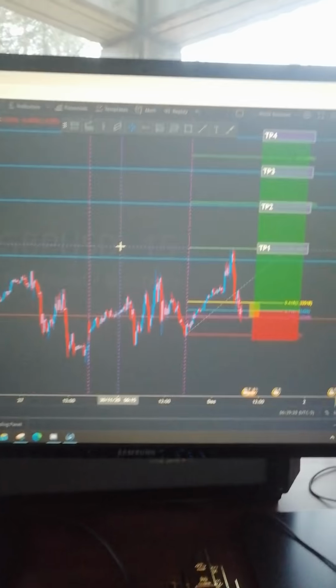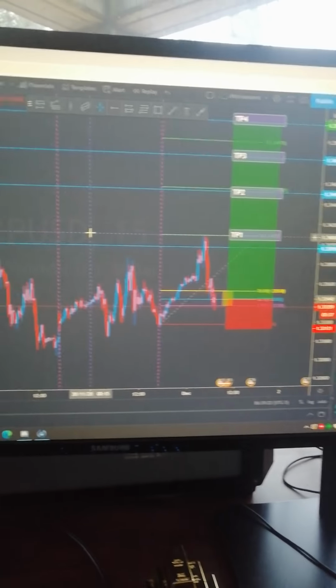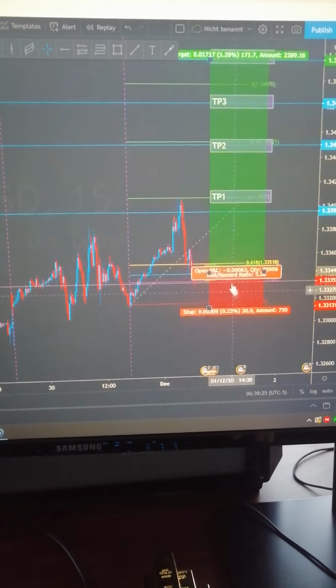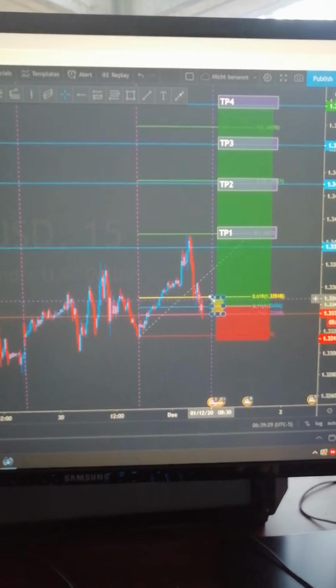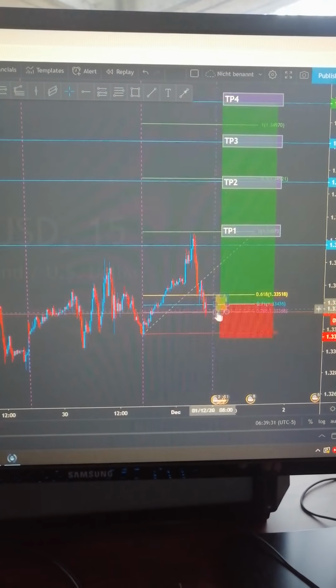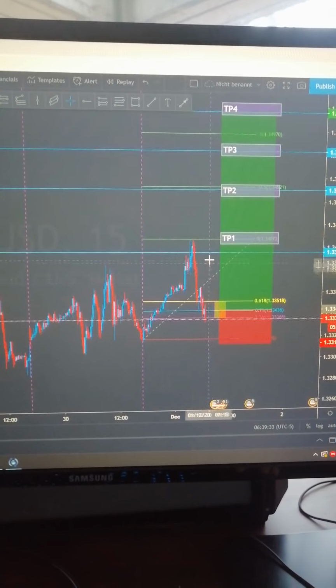Yo, check this out. This is Great British Pound US dollar, and we are around the London session right now. This is when the New York session started. This is where we are looking for an entry.